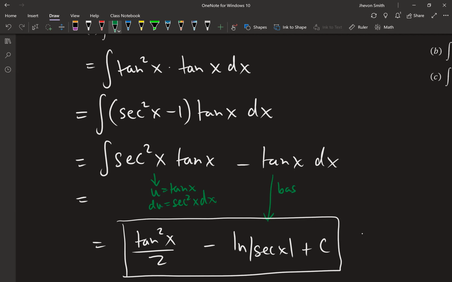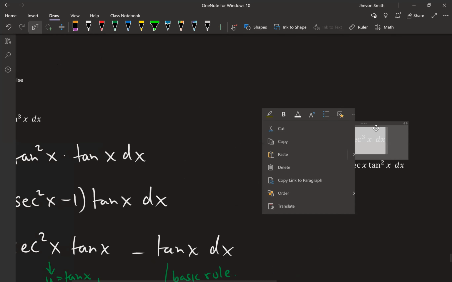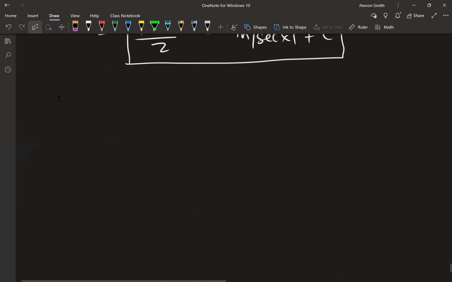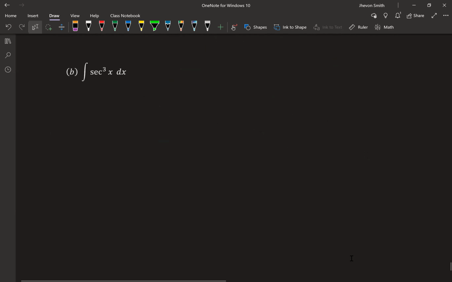So this is a basic rule. And this one we use substitution. All right, so we figured that one out. Can we do this one? And I'll leave the last one to you guys. Secant cubed. We'll finish this one and I'll leave you guys to figure out the last one. Save a secant factor.